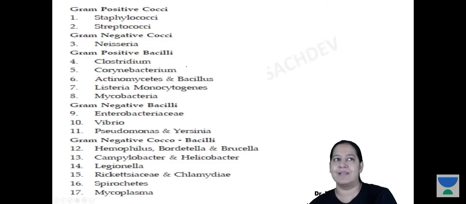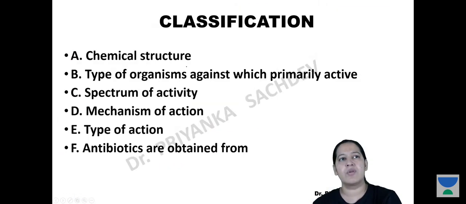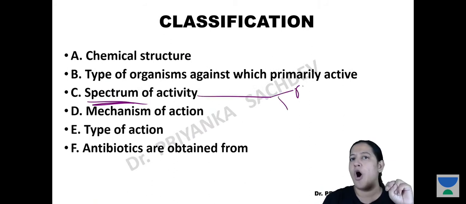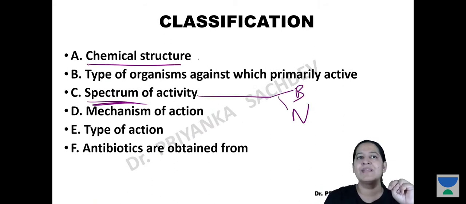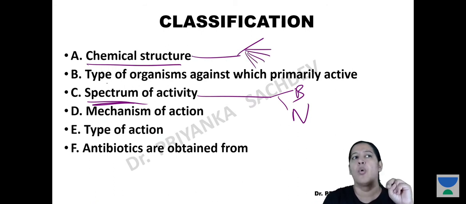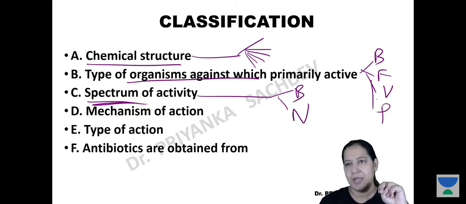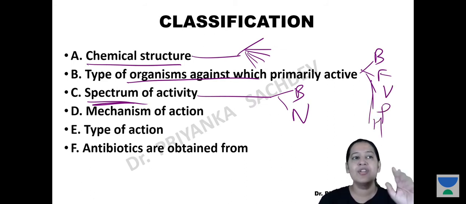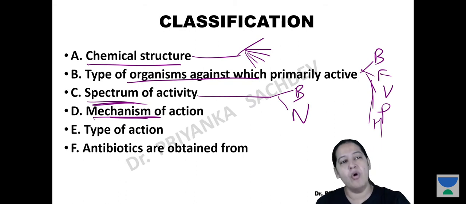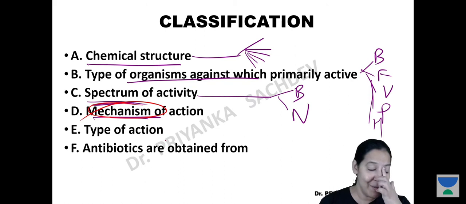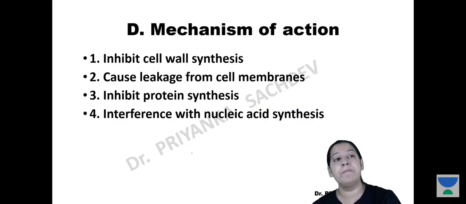So that is the thing. You know the classification. So coming ahead, that is the spectrum. Based on spectrum, it is of 2 types, broad and narrow. Based on chemical structure, it is of 17 types. Based on type of organism, it is antibacterial, antifungal, antiviral, and antiparasitic, antiprotozoal, antihelminthic. So based on the mechanism of action, the most important classification here is mechanism of action. The most important, based on mechanism of action, it is of 4 types.